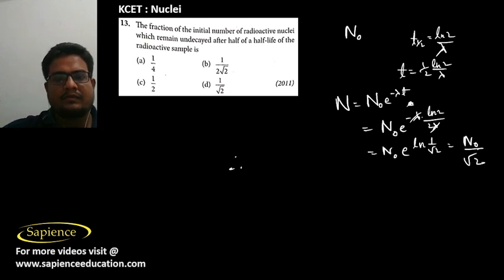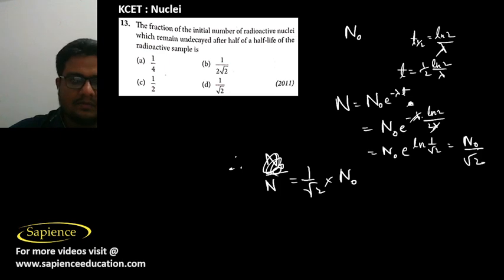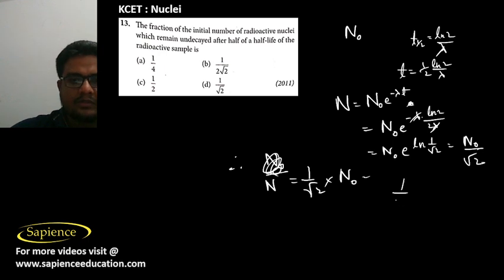So the fraction of the initial number of nuclei, it means that 1 by root 2 times the initial number of nuclei will remain undecayed after half of half-life. So the answer is 1 by root 2, which is option D.